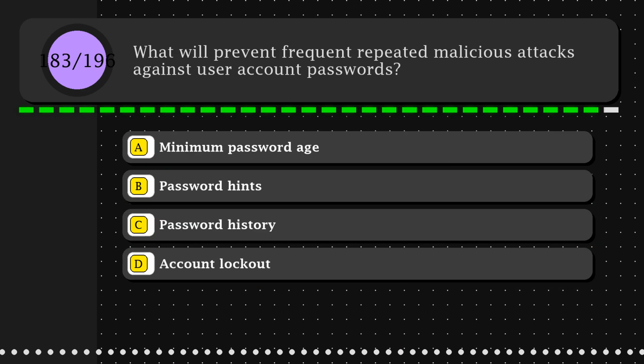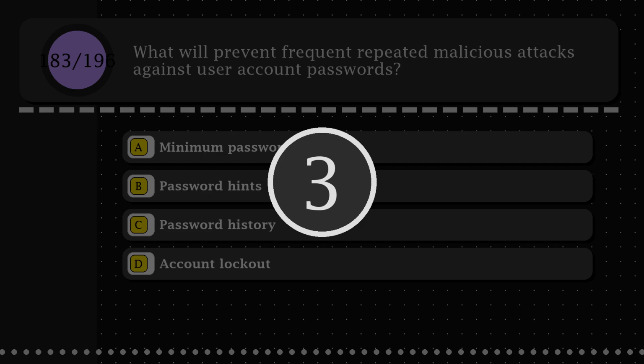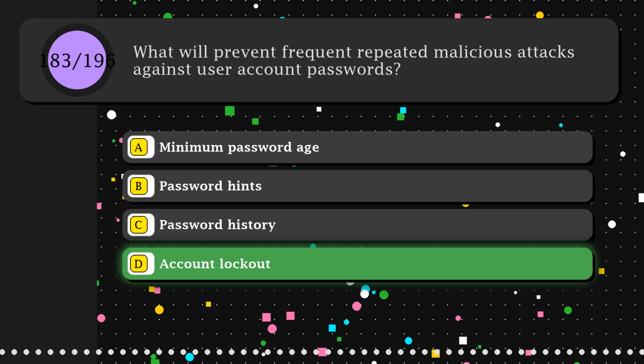Question 183. What will prevent frequent repeated malicious attacks against user account passwords? Option A, minimum password age. Option B, password hints. Option C, password history. Option D, account lockout. The correct answer is option D, account lockout.